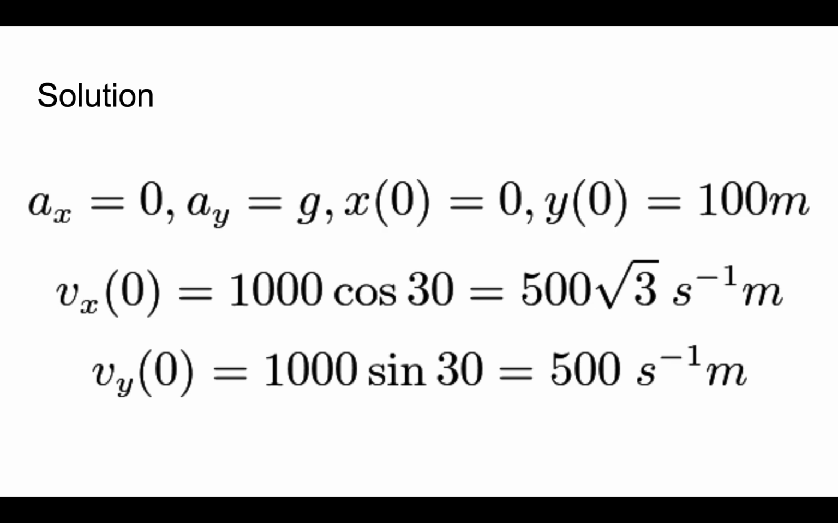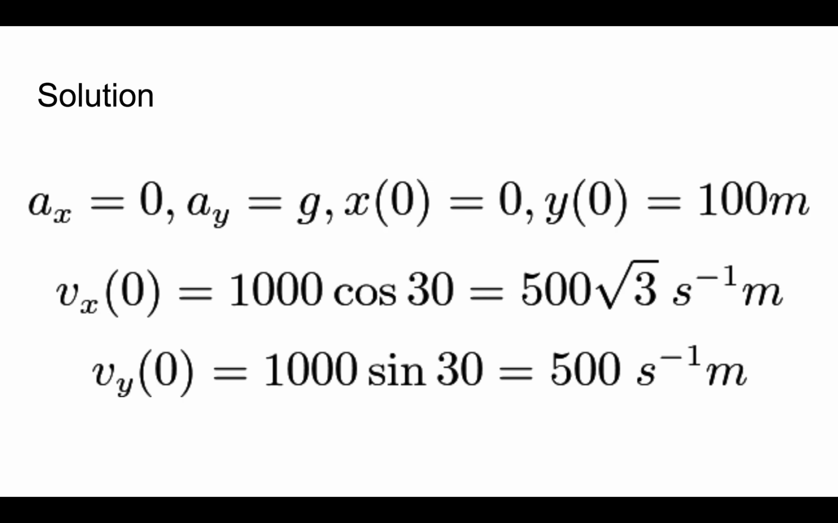The initial velocity in the x direction is 1,000 meters per second times cosine of 30 degrees. You can see this if you draw a diagram and draw the components of velocity parallel and perpendicular to the ground respectively, and you'll see that the parallel component is adjacent to the 30-degree angle, and the perpendicular component is opposite to the 30-degree angle. So we use cosine to find the horizontal velocity. So it's 500 root 3.